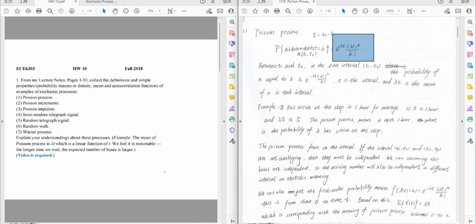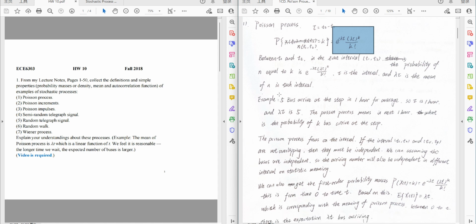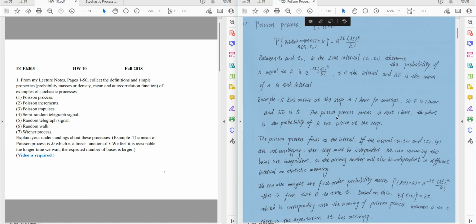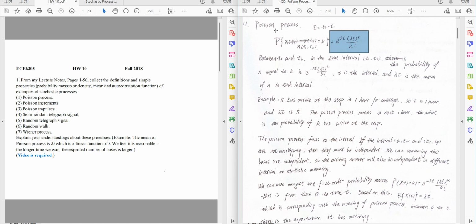So let's take an example. Let's assume 5 buses arrive at the stop in 1 hour on average. So tau is 1 hour and lambda tau is 5. The Poisson process means, in the next 1 hour, what is the probability of k buses arriving at the stop? Let's see. We want to get the probability of 3 buses in the next 1 hour. So we put k equal to 3 and tau is 1, and the lambda tau is still 5. So we can get a probability. That is the Poisson process.